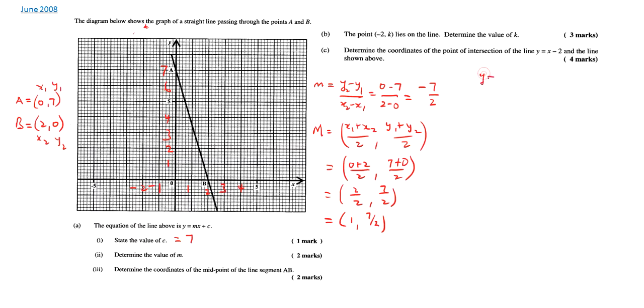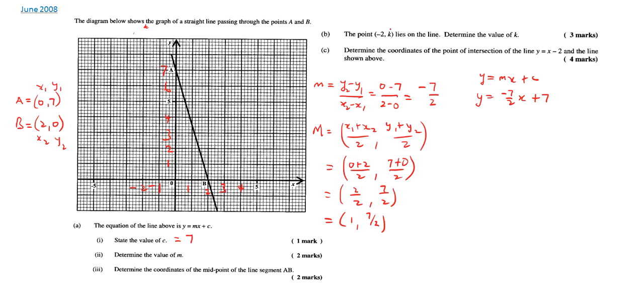They told us it's y equals mx plus c. But we worked out what m was. So y is equal to minus 7 over 2 x. And did we work out c? Yes, we have c: plus 7.